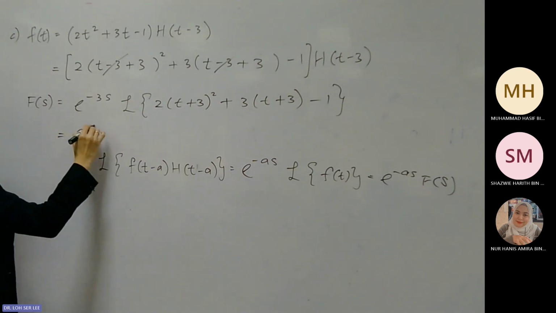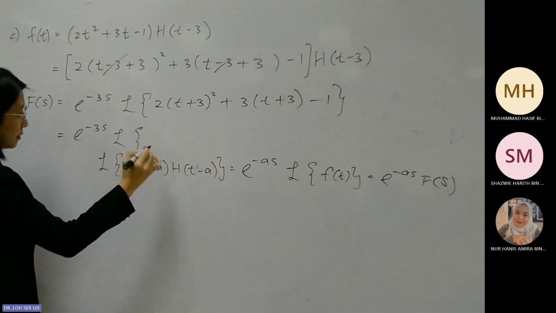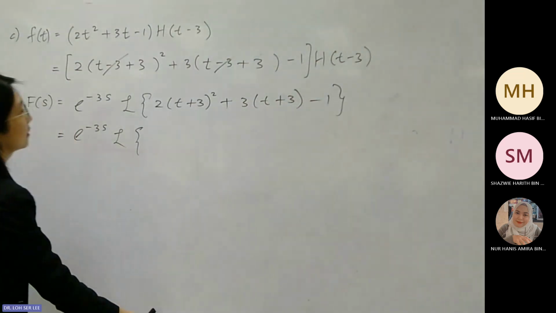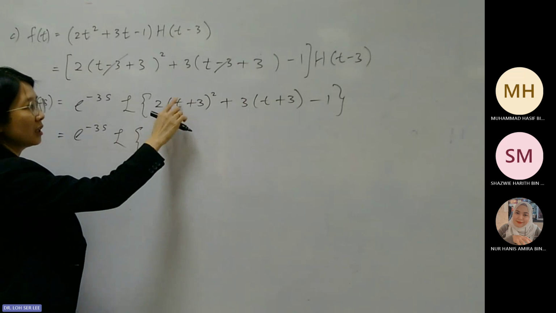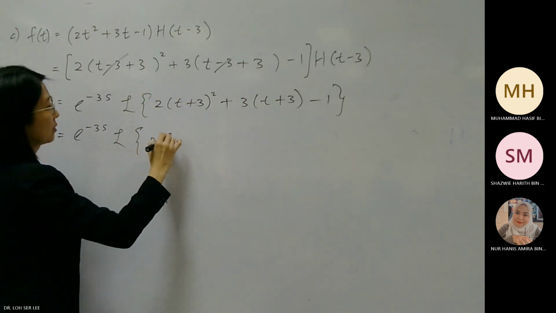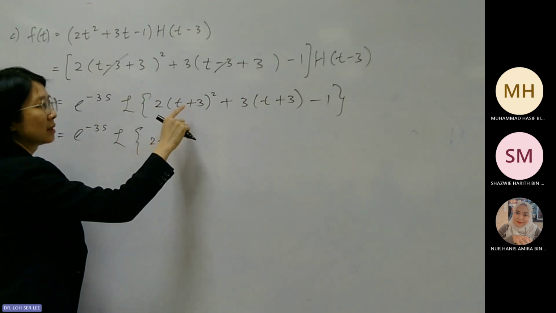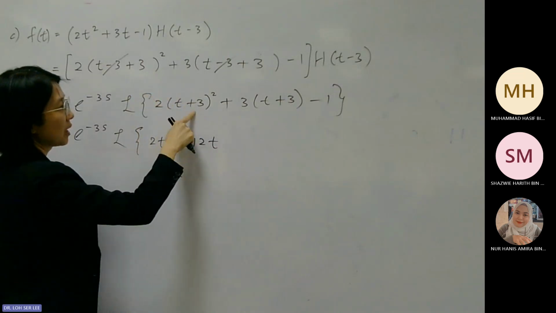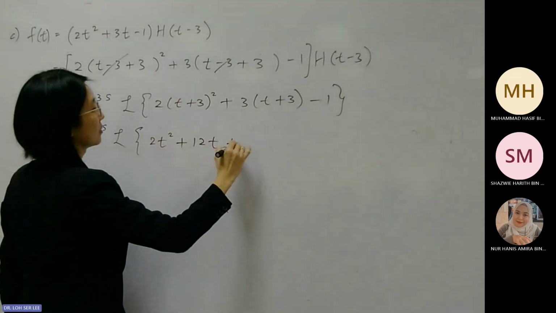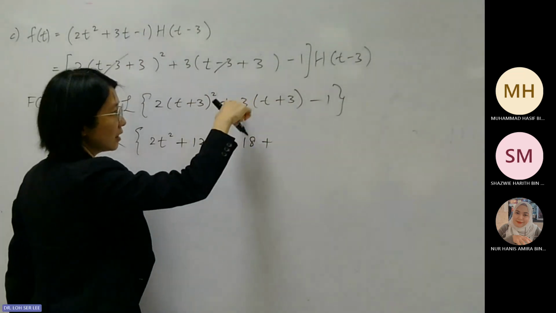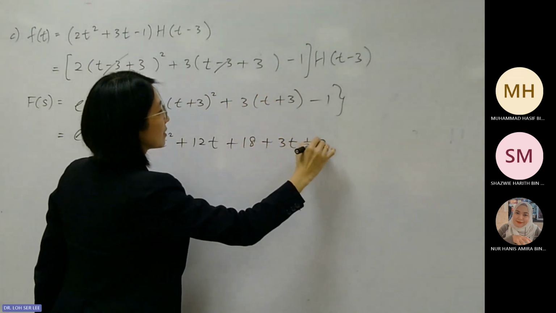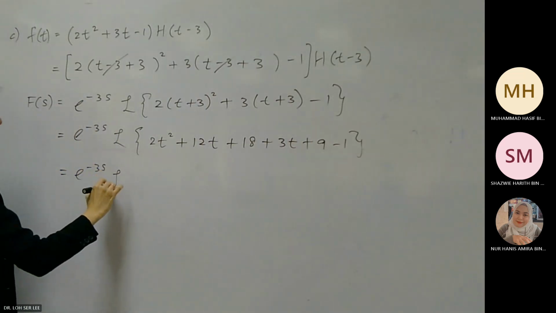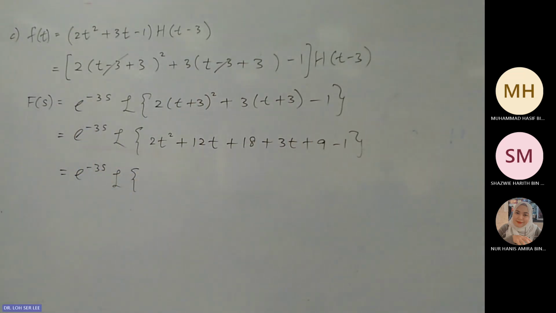Then e to the minus 3s. You have to expand this one. So t squared times 2, plus 6t times 2, plus 9 times 2. Okay, and then open the bracket, 3t plus 9 minus 1. Okay, simplify before you Laplace transform.